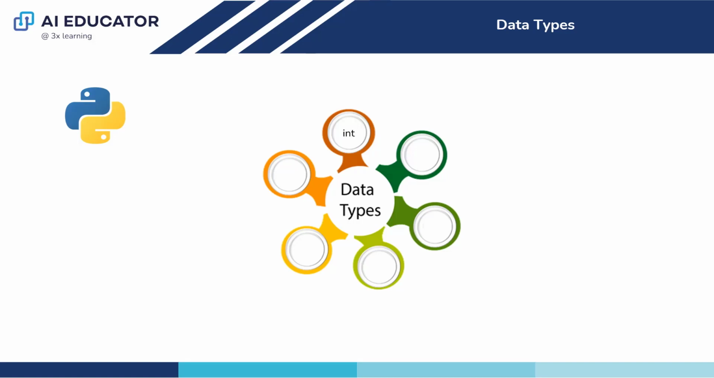First, int. Int is a data type used to store integer type of numerical data. The numbers which do not have a decimal point will come under this data type. Next, float. Float is a data type used to store decimal numbers. The numbers which have a decimal point will come under this data type.